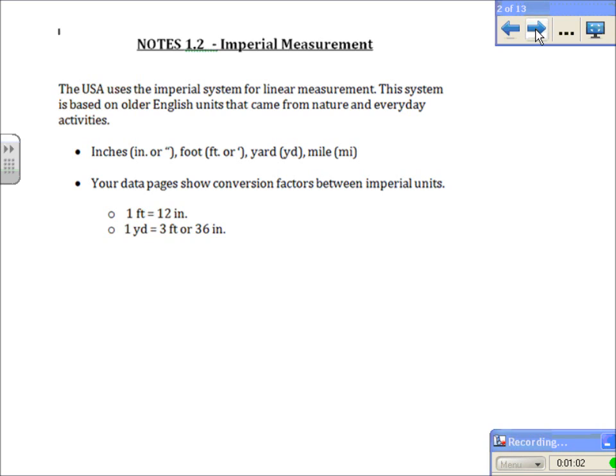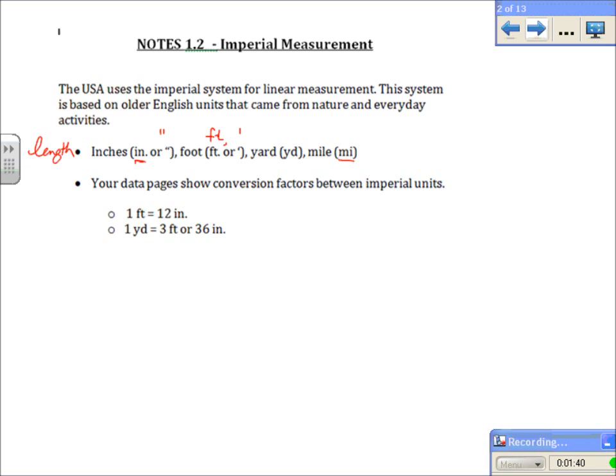For length, we've got inches, and inches can be abbreviated with an IN, or sometimes you just see these quotation marks. That means inches as well. Feet are abbreviated with FT, or just one quotation mark, and that means a foot, if I see that little symbol. Yard and mile. Mile, be careful with mile. The abbreviation for mile is MI, not M. Remember that M means meter.